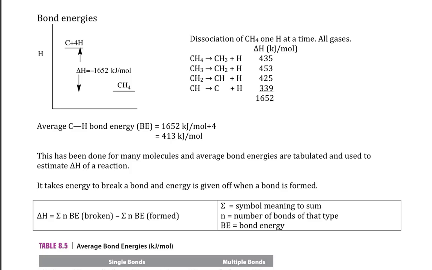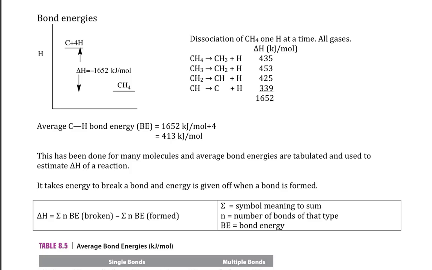If we look at CH4 forming C plus 4H, what we're doing is breaking each one of those CH bonds, and that takes energy. Dissociation of CH4, one hydrogen at a time, we have all gases here. If we pull away one hydrogen, we have CH4 forming CH3 plus H. That takes 435 kilojoules of energy.